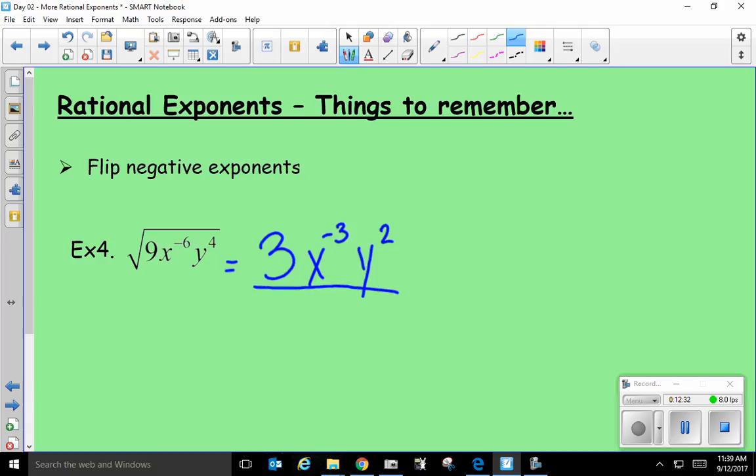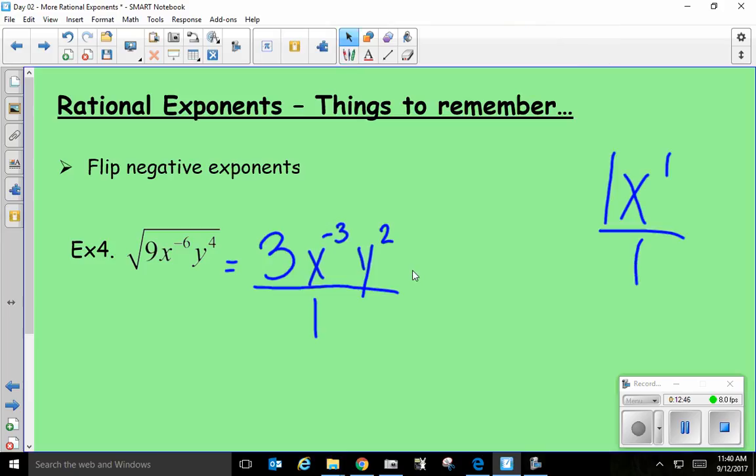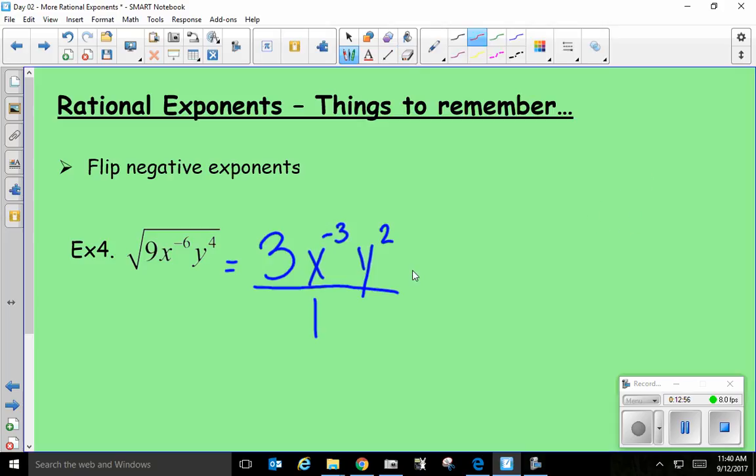This is technically a fraction over 1. Every individual number is technically a fraction over 1. We don't write 1. If the exponent is 1, we don't write it. If the coefficient is 1, we really don't write that. If it's over 1, we really don't write it. So this expression I just wrote on the board is the exact same as this one. So now we flip negative exponents.